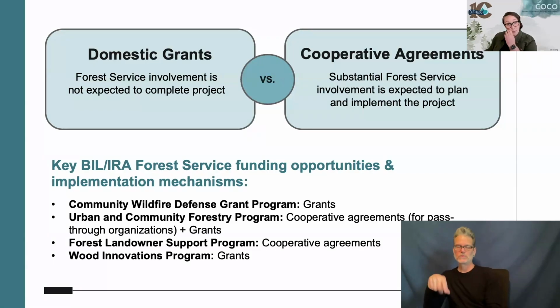So on the lower portion of this slide is a list of the key Bipartisan Infrastructure Law and Inflation Reduction Act funding opportunities where community navigators can provide support. And you will notice that these opportunities are a mix of grants and cooperative agreements.